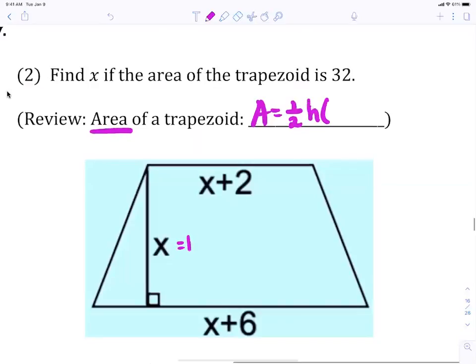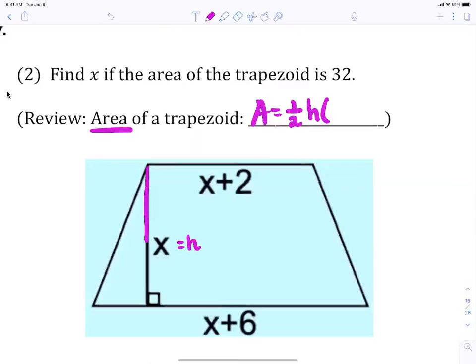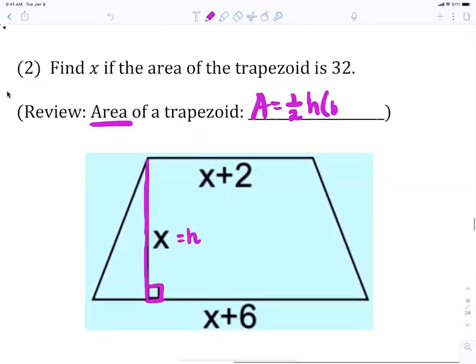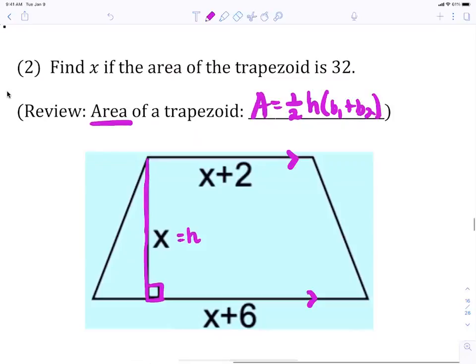In this case, the height is always what is attached to this 90-degree symbol. And then you multiply it by the sum of the bases. So in trapezoid world, it doesn't matter which base is what. The bases, though, are the sides that are parallel to each other. So for our purposes, let's call this one base 1, and we're going to call this one base 2. Okay? But I do want you to pause your video. I want you to try setting it up, and I want you to try solving.